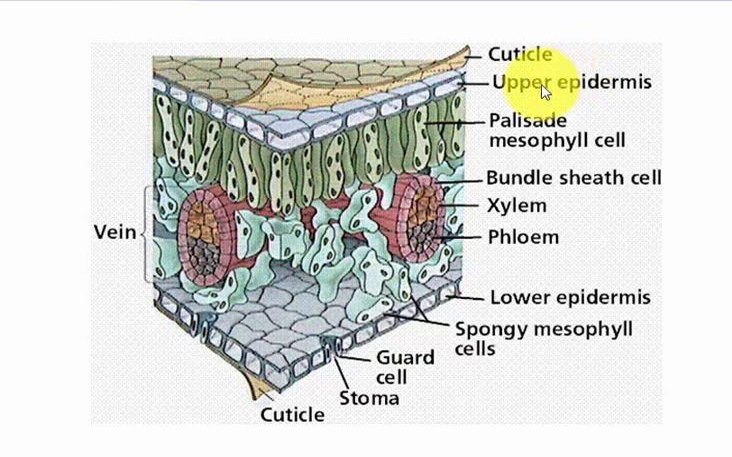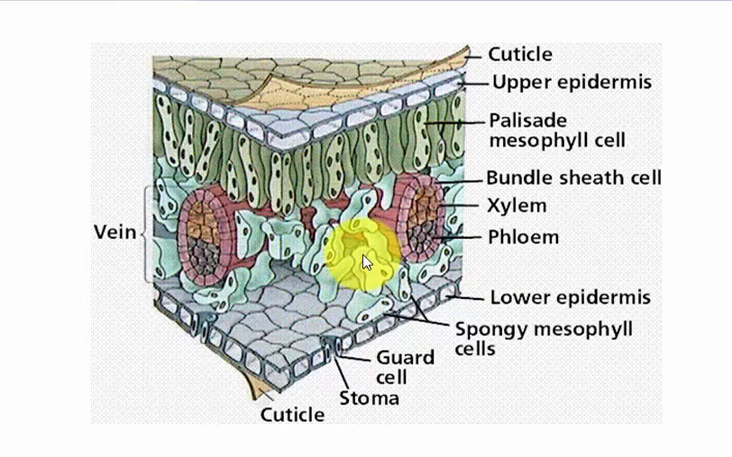The ground tissue of the leaf are the palisade mesophyll cells and the spongy mesophyll cells. The palisade mesophyll cells are located immediately below the upper epidermis. The cells are tightly packed and they contain many chloroplasts. The spongy mesophyll cells lie below the palisade mesophyll layer. The cells are irregularly shaped and loosely packed.